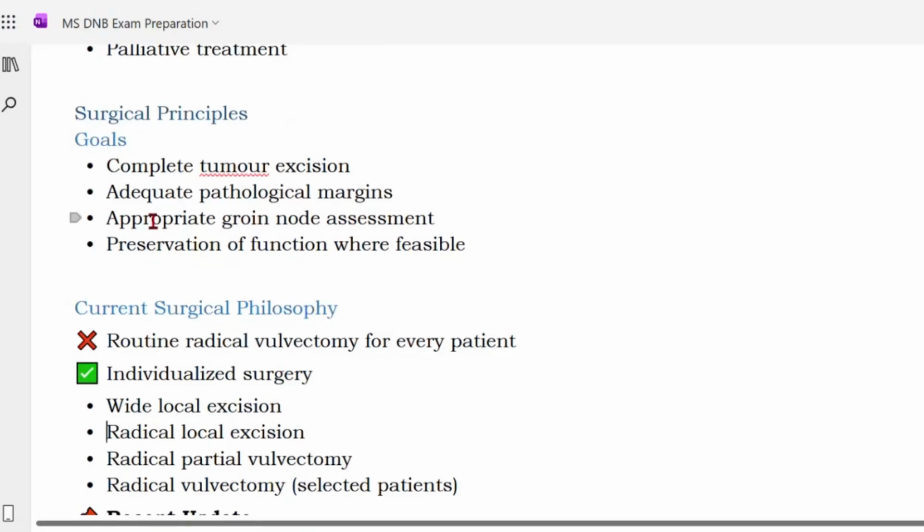Then appropriate groin node assessment. Now, what do we mean by appropriate groin node assessment? First, whether lymph node dissection is required or not. Second, if it is required, then whether it is unilateral or bilateral.